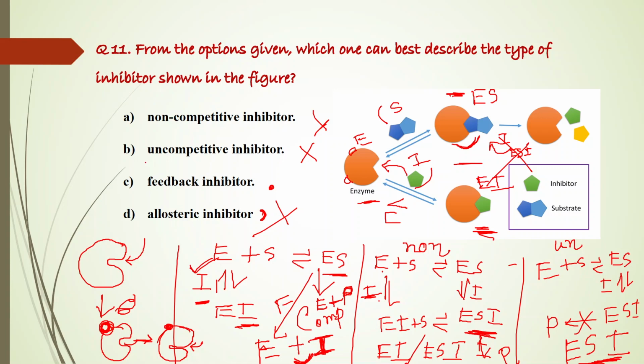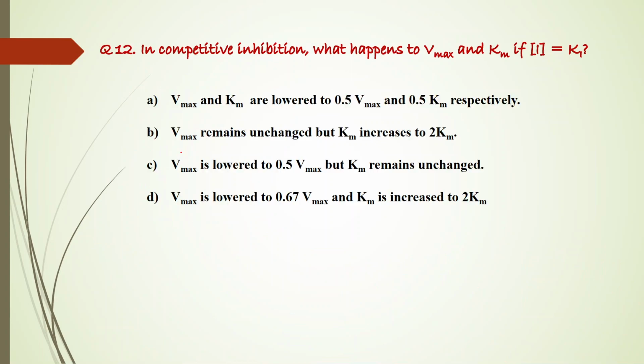So our correct option for this particular one was option C. And be very clear to remember all these different types of inhibition processes. Okay, fine. Moving to the next one.